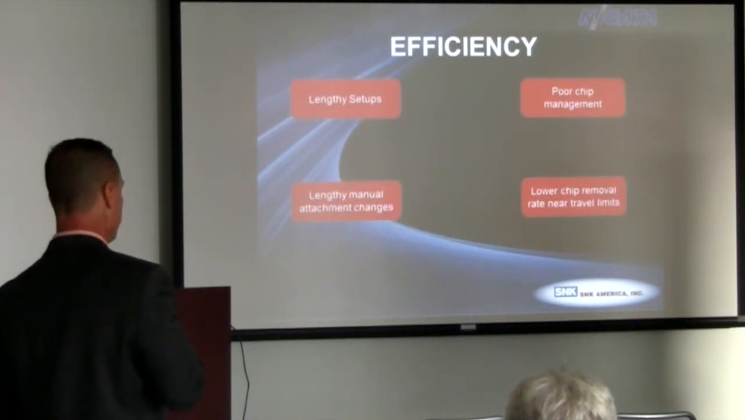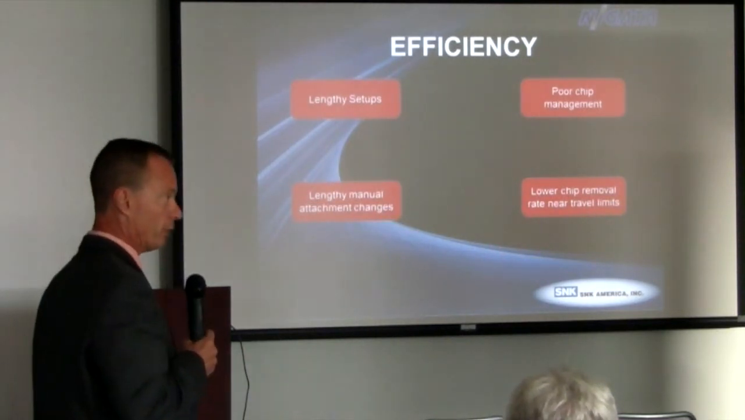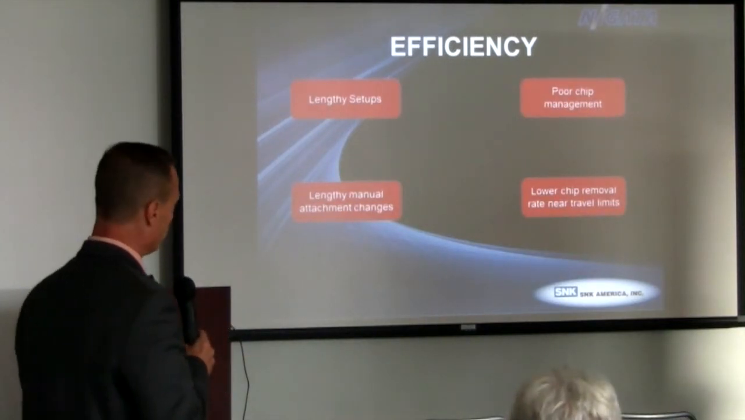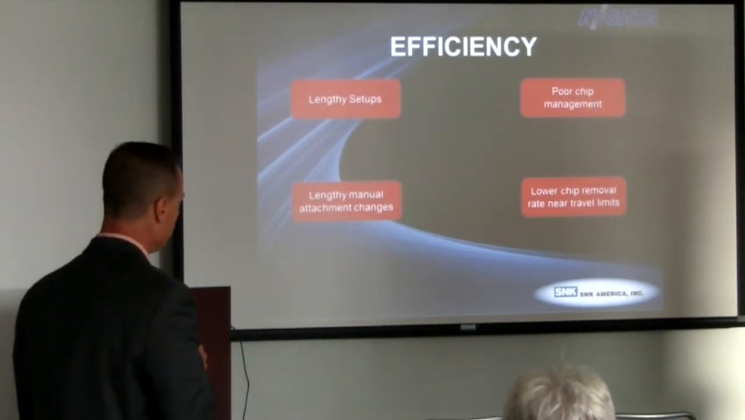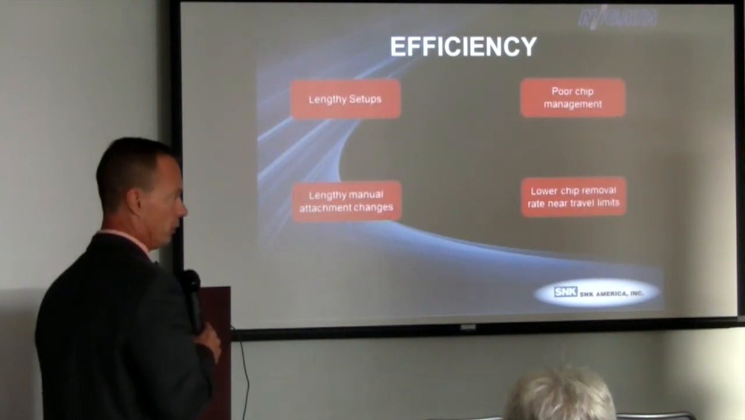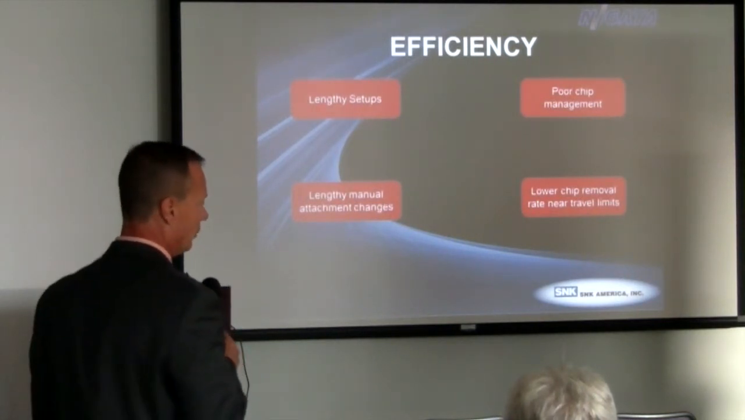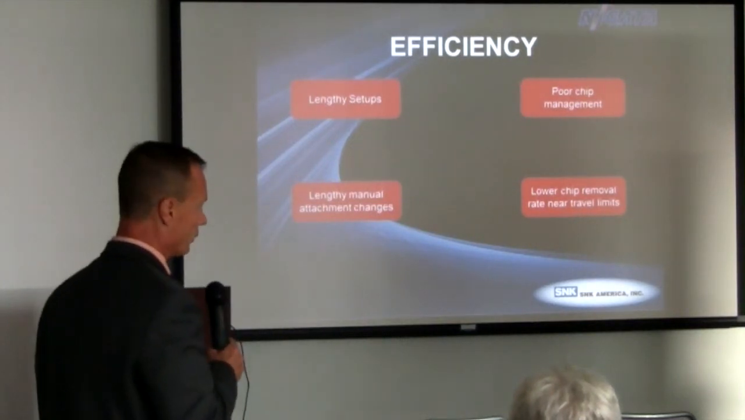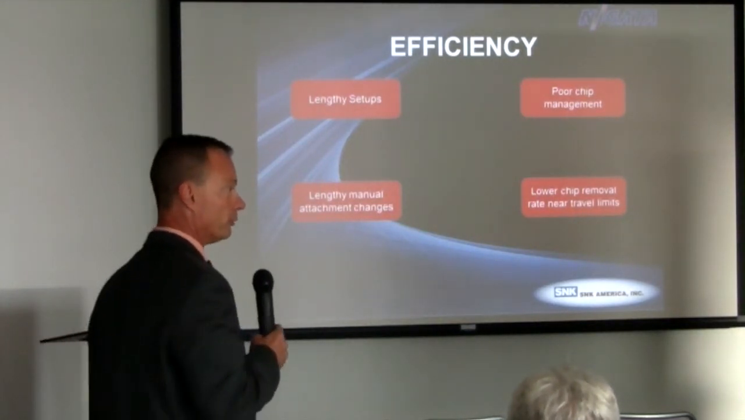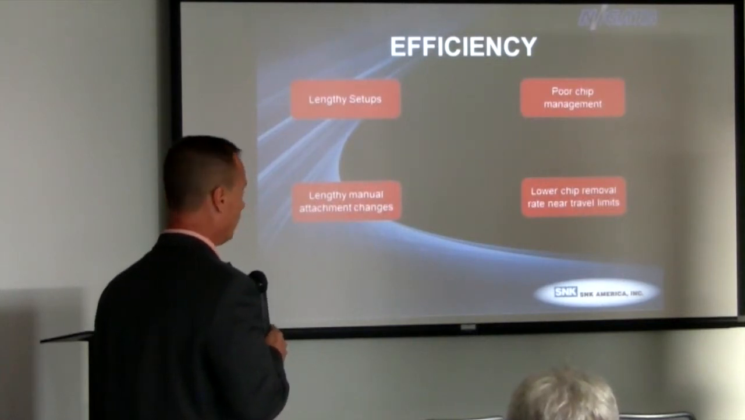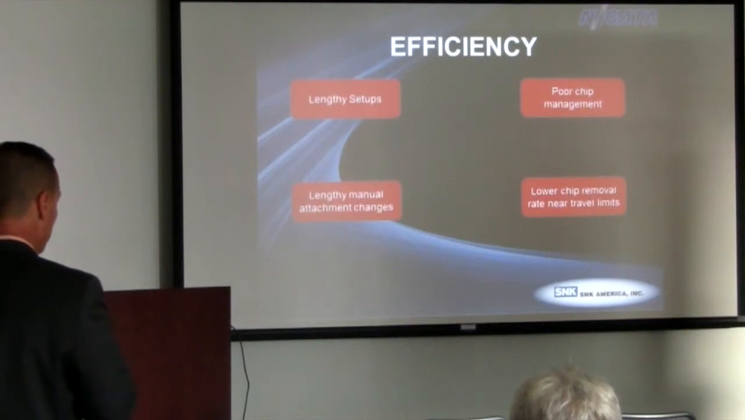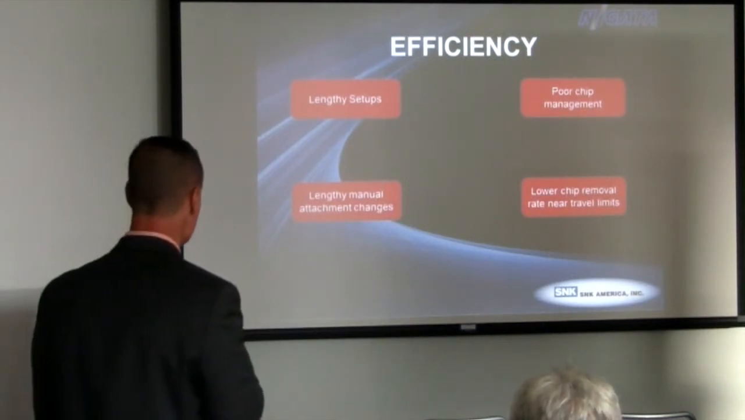Lower chip removal rates near the travel limits. We talked a little bit about when the y-axis or the quill is extended out to full extension, also at the top of the y-axis, you start losing cutting capability. Not only does it take more time because maybe you have to take a smaller cutter or more passes, but it also can affect cutter tool life because you have less cutting rigidity there. So there's a lot of things associated with the reduction in cutting capability at the extremes of the travels.